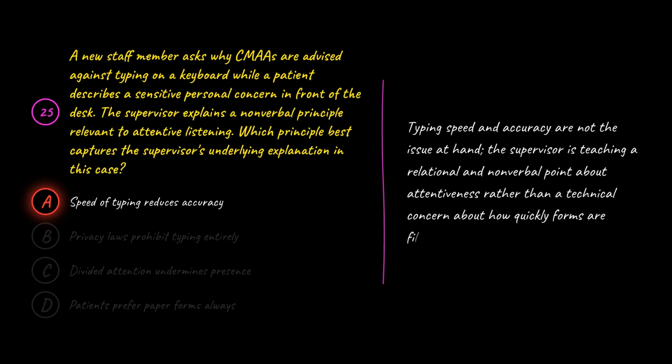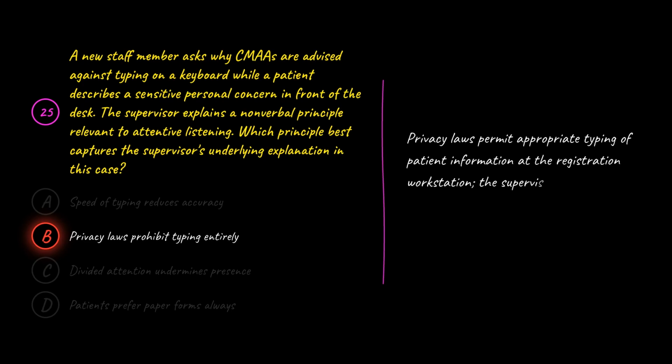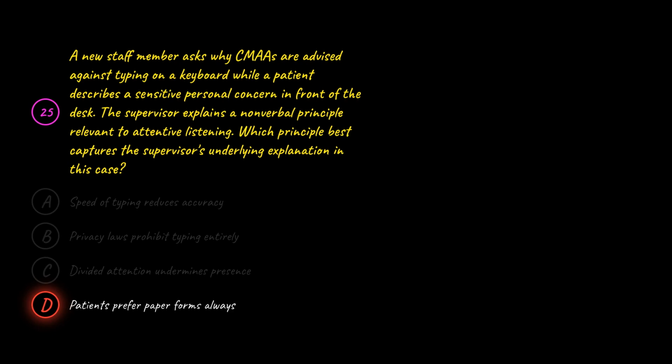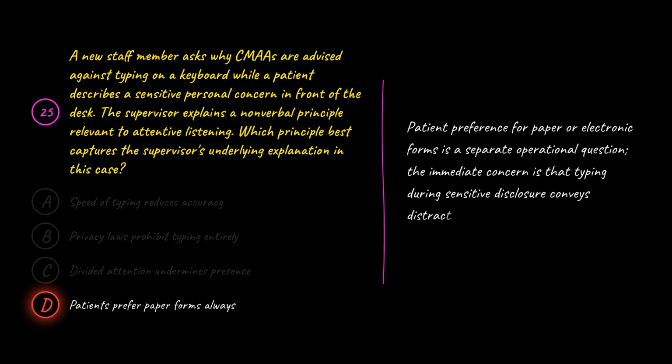The supervisor is teaching a relational and nonverbal point about attentiveness rather than a technical concern about how quickly forms are filled out. B is wrong because privacy laws permit appropriate typing of patient information at the registration workstation. The supervisor's coaching is about presence and attention rather than a regulatory restriction on keyboard use during disclosure. D is wrong because patient preference for paper or electronic forms is a separate operational question. The immediate concern is that typing during sensitive disclosure conveys distraction, even when paper might also be available.